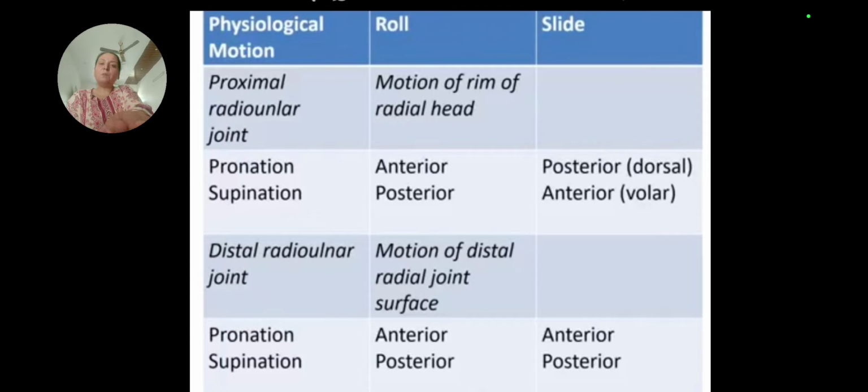Now what is happening in supination? The head of the radius is moving posteriorly and the gliding is taking place anteriorly. Fine. This is happening at the proximal radio-ulnar joint.